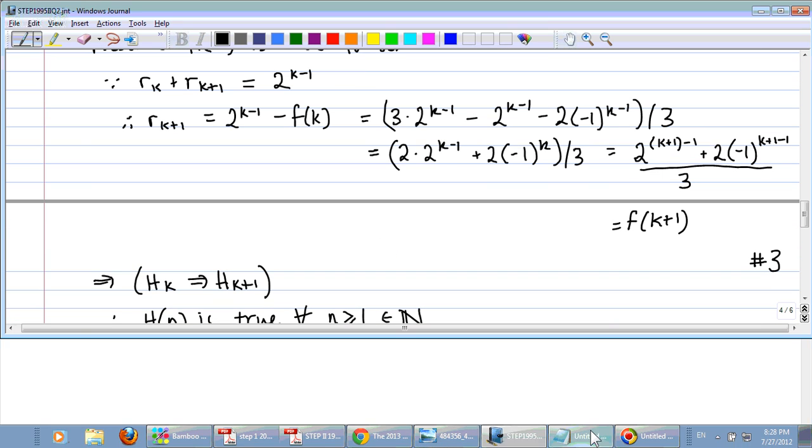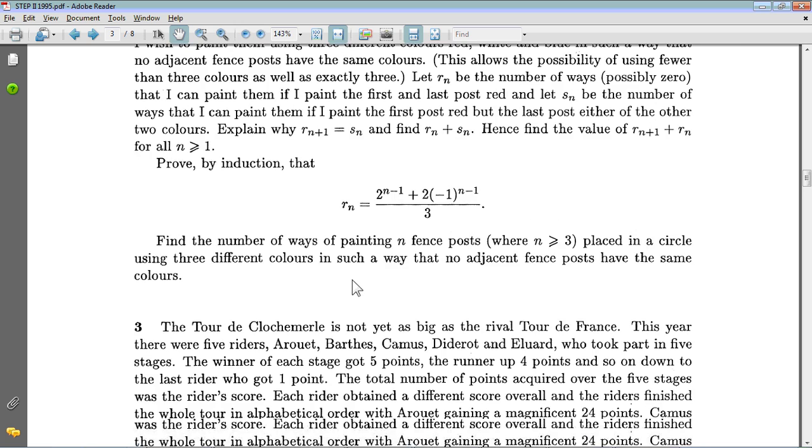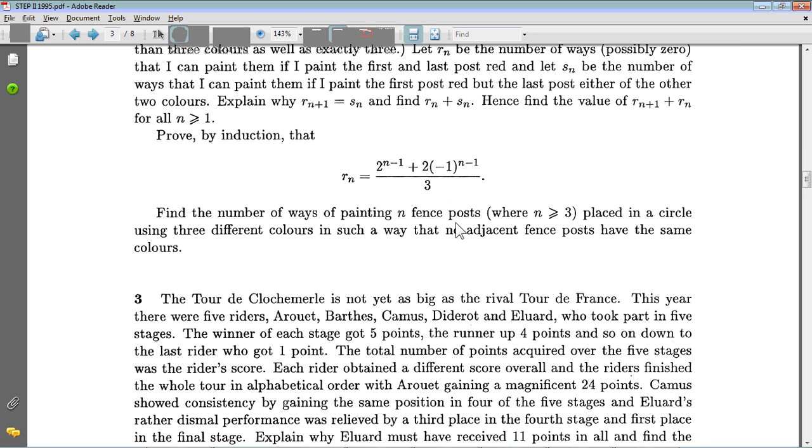Right, the last part of the question, where have I gone? The last part of the question says find the number of ways of painting n fence posts. Now in this case n is bigger than or equal to 3, but placed in a circle using 3 different colours, the same, so it's the same as before, red, white, blue, in such a way that no adjacent fence posts have the same colour. So almost the same problem. The only difference is we're talking about a circle, not a line.